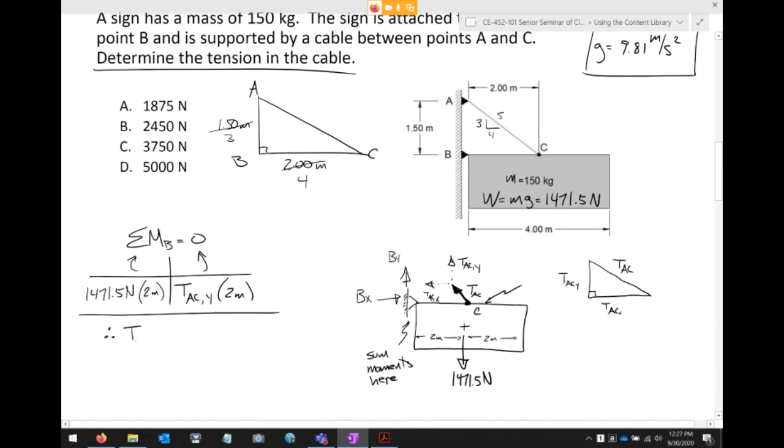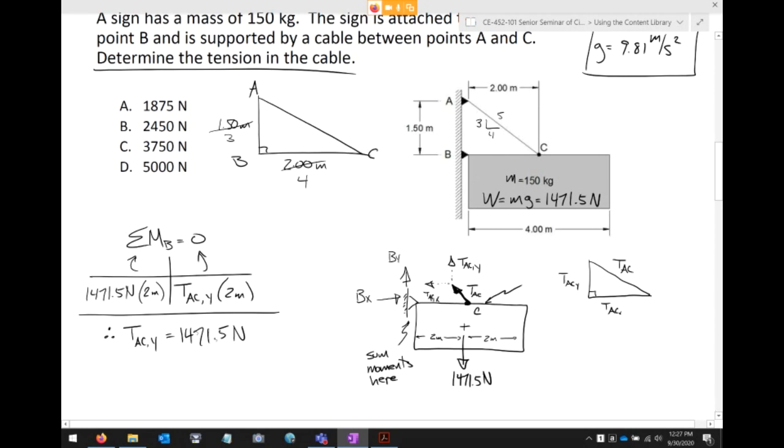So TACY is 1471.5. Oh, I dragged my pen. What was my pen dragging there? There we go. 1471.5 newtons. Now that's not the answer. That's the Y component of the tension in the cable.